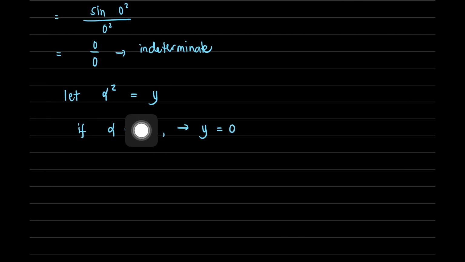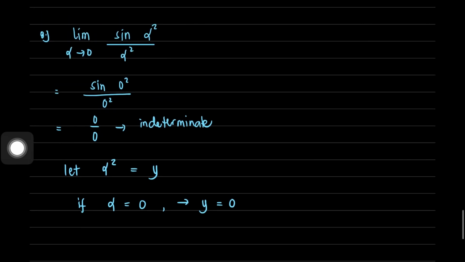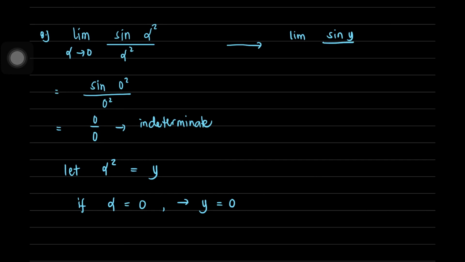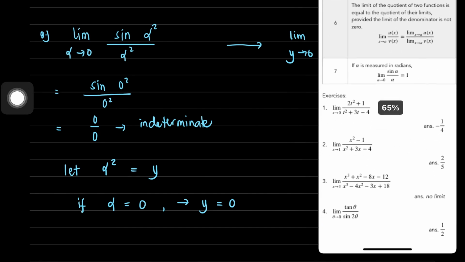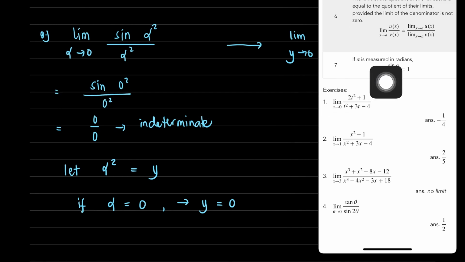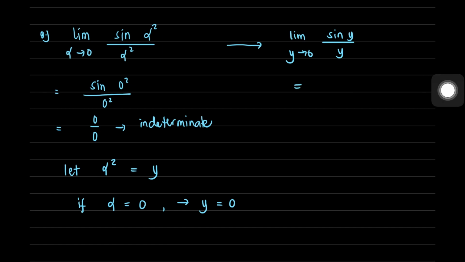So if I'm going to substitute alpha in here, 0 squared is still equal to 0, so y is equal to 0. So if I'm going to change this one as a function of y, this would now be equal to the limit of sine of y all over y as y approaches 0. Right. So now this resulting function is now theorem number 7 of the limit. So if we're going to go back in our notes here, theorem number 7 states that if alpha is measured in radian, limit of sine alpha over alpha as alpha approaches 0 is equal to 1. So in this case, this is now equal to 1.